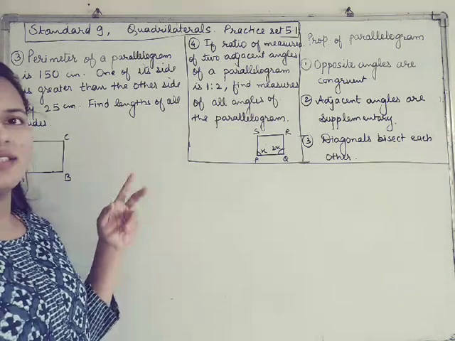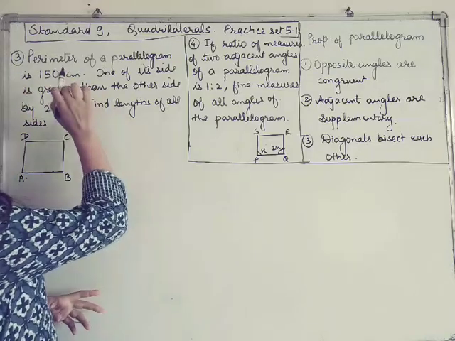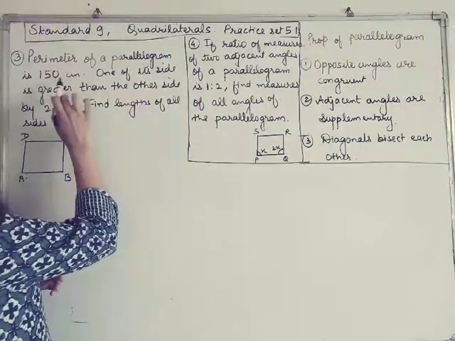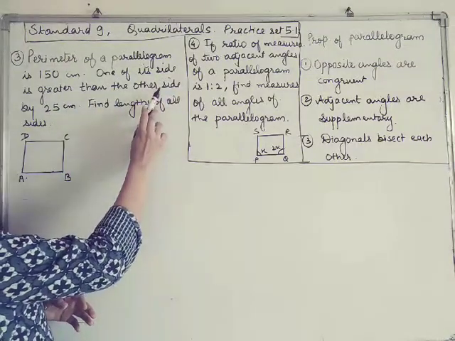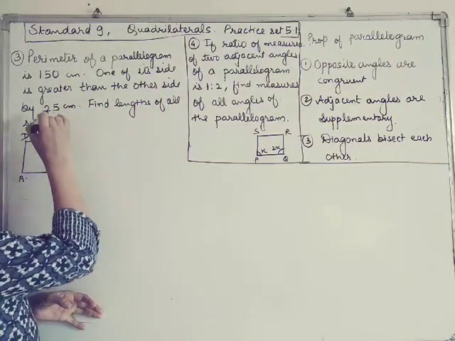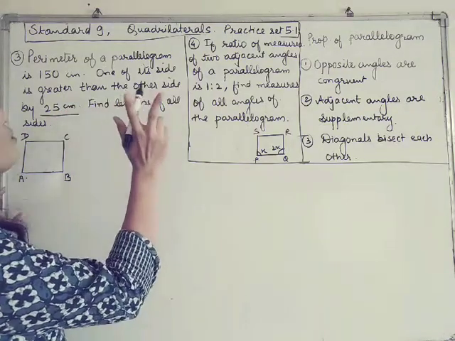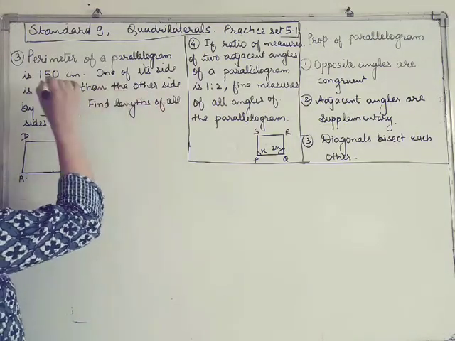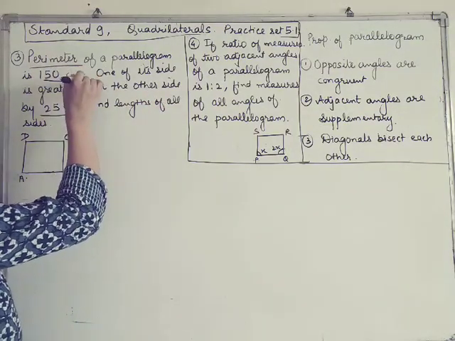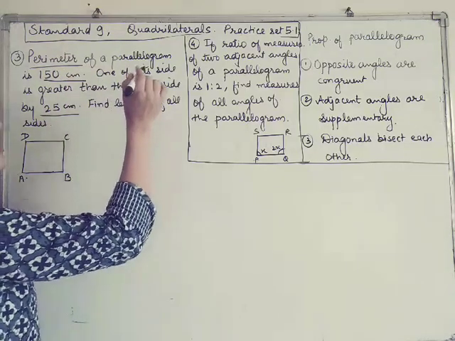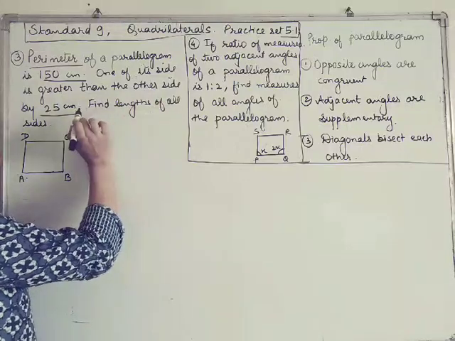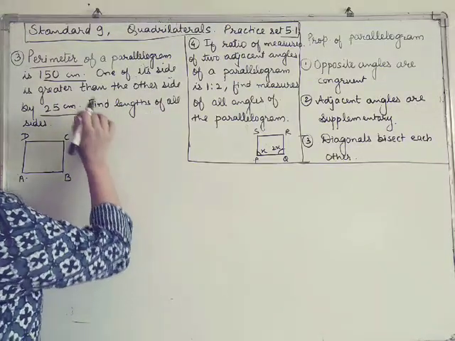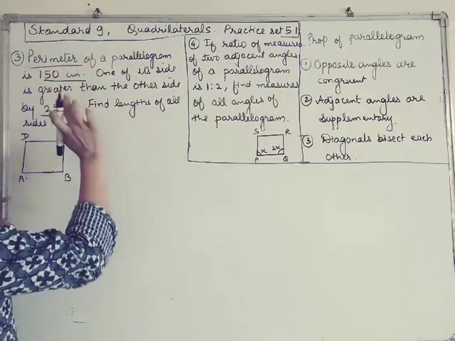Okay, so let's see the third problem. Perimeter of a parallelogram is 150 centimeters. One of its sides is greater than the other side by 25. So there are two things given in the problem. First, perimeter is 150, and the second thing given is that one of its sides is greater than the other side by 25. So first we will see perimeter is 150.